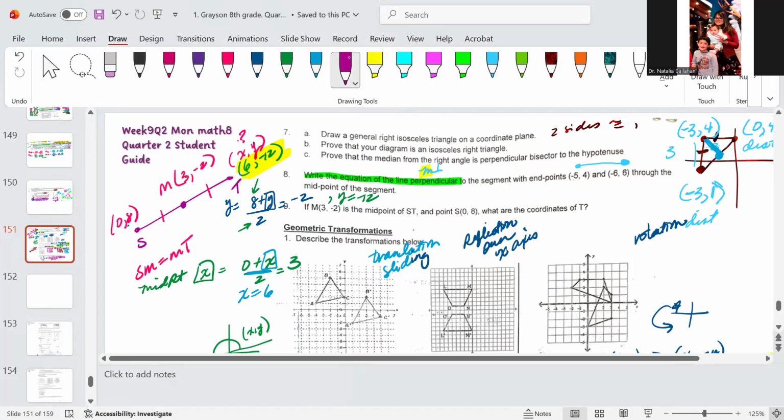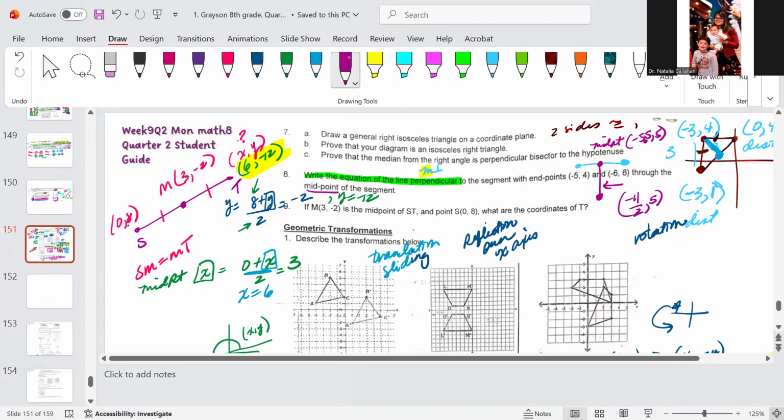So if it's perpendicular and it's also at the midpoint, it's going to be in the middle, correct? And it's going to be like that, right? This is the line that we need to figure out, correct? So let's find the midpoint, which is this point right here. Do you see that midpoint? So -5 minus 6 is -11 divided by 2, correct? 4 plus 6 is 10. 10 divided by 2 is 5, correct? That's your midpoint, -5.5 comma 5. Okay?